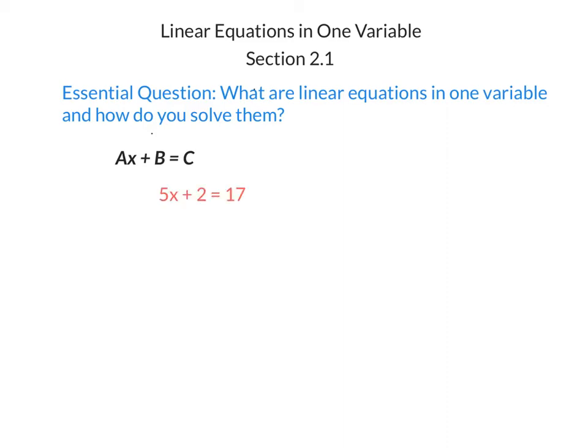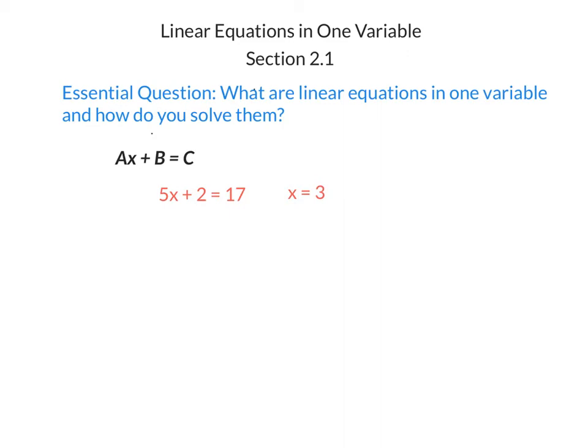Now, a specific example of a linear equation in one variable might be 5x plus 2 is equal to 17. Notice, in this case, we have a is 5, b is 2, and c is 17. And we have just the power of 1 for the x. So this is a linear equation in one variable. Now another linear equation in one variable might be x is equal to 3.